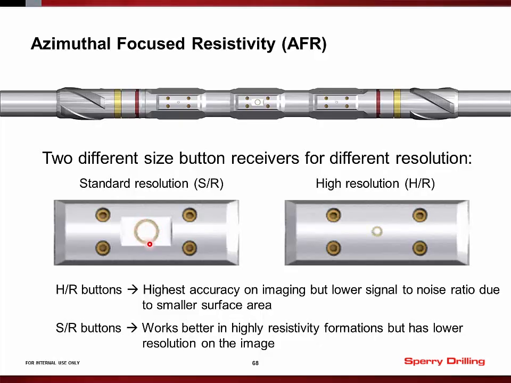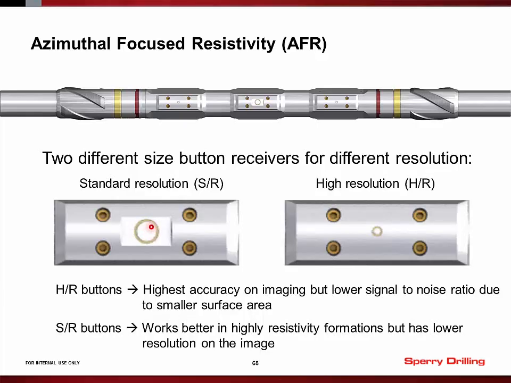Because they have a larger surface area, that means that there's more current flowing through them. The current flow is actually proportional to the surface area of the button. So this one is about 4 times the surface area of this one. So when we get into a high resistivity formation, this current stays higher than the current flowing through the high-res button, which means it's still measurable above the noise of the electronics.